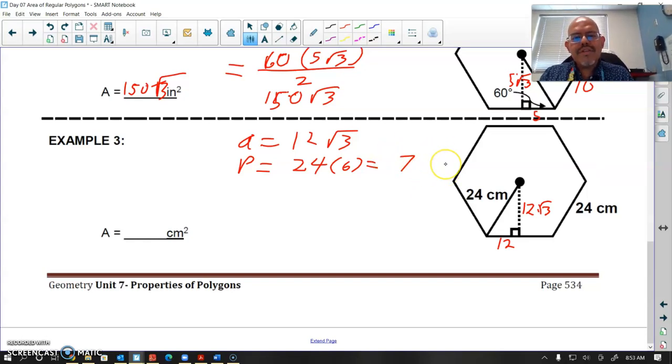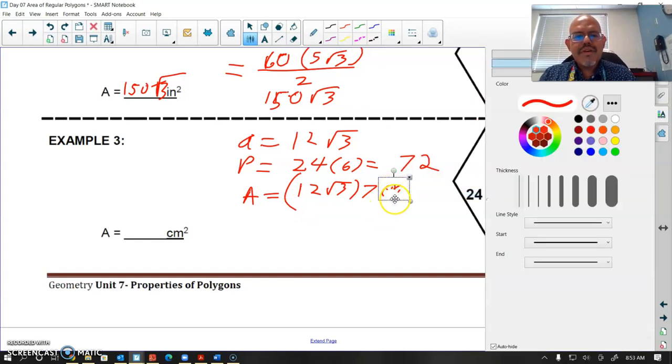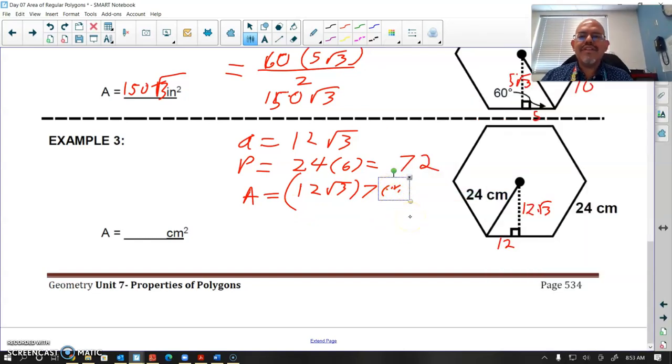Don't know why it's doing that. It's just acting up. Okay, so area is going to be equal to 12 square root 3 times 72. God, I hate this thing. It's not 70, it's 72. Got it. I hate you.